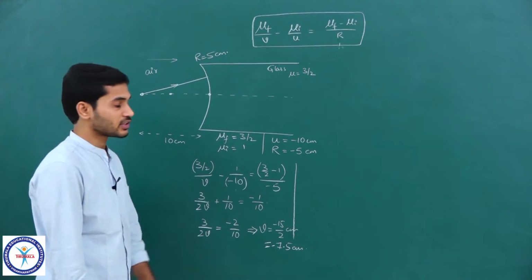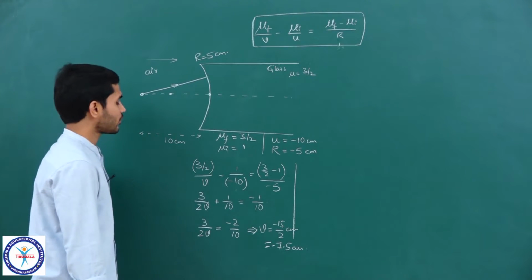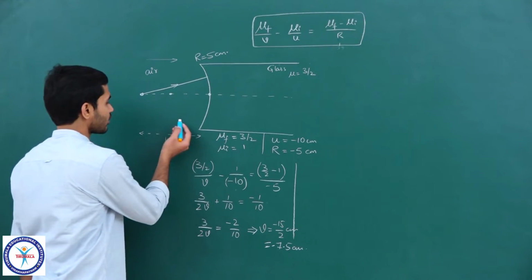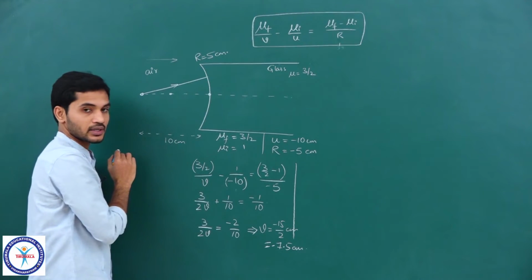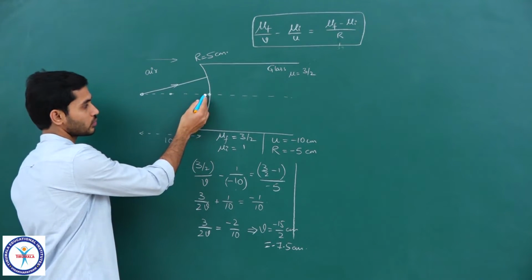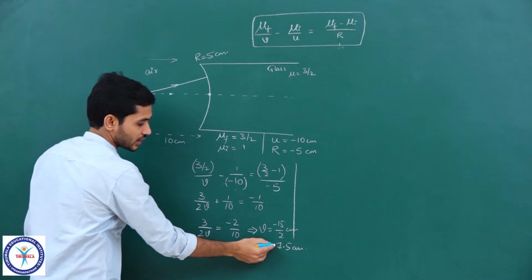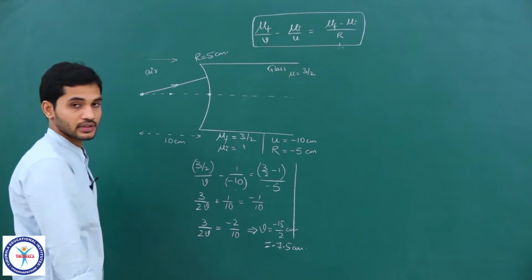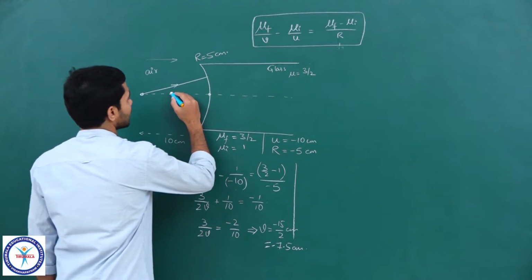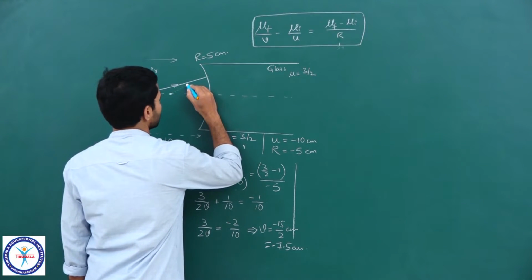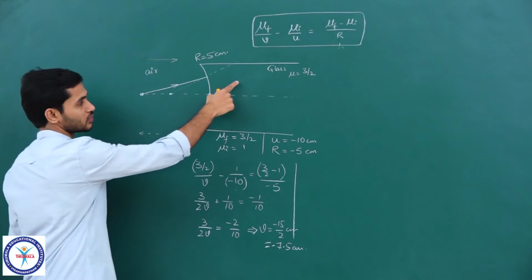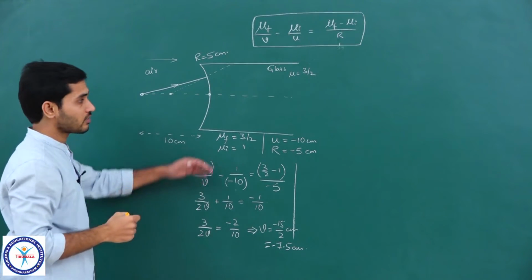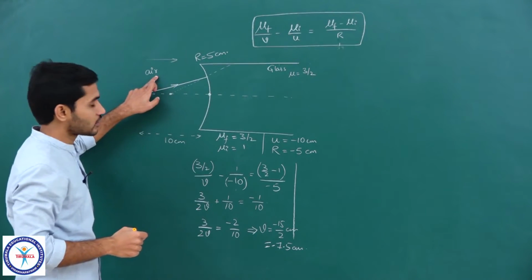Let us locate it first. Where is minus 7.5? Will it be 7.5 to this side or 7.5 to this side? It will be 7.5 towards this side, clear, because the negative sign implies that. So, what we can understand here is, if I draw a normal here, because this medium has a refractive index of 3 by 2, which is greater than that of air.